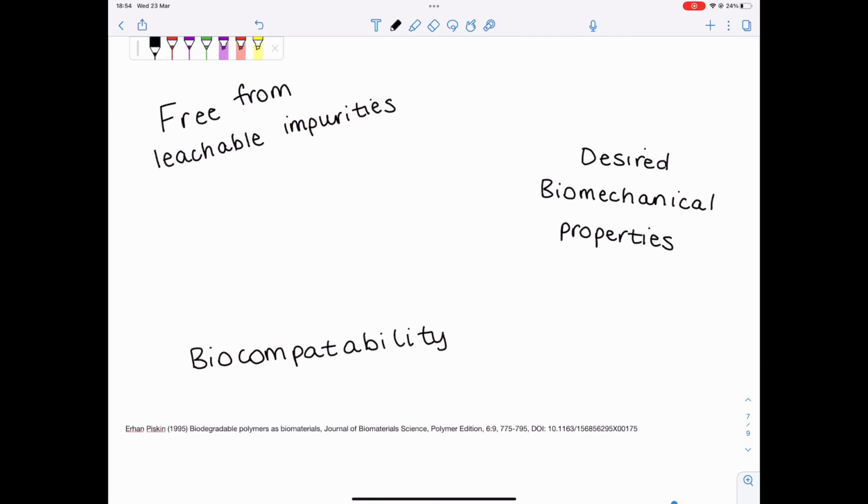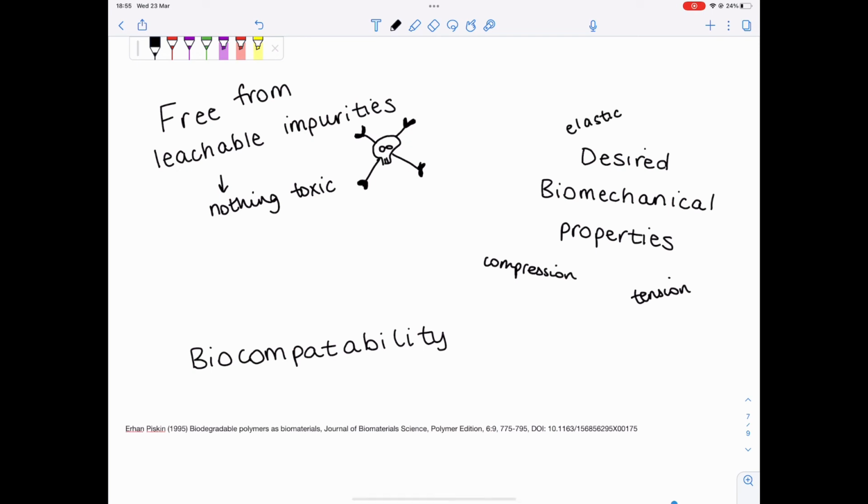As Hastellex is put forward to be a PHV material, it must check certain boxes, like all biomaterials. To be deemed safe, the material must be free from leachable impurities, so nothing toxic is released into the body. It must have the desired biochemical properties, such as tension, compression, and elasticity, as well as simple things like melting point. Most importantly, it must be biocompatible. It should trigger no negative host reactions, for example, an inflammatory response, any blood clotting, or an allergic reaction to the material.